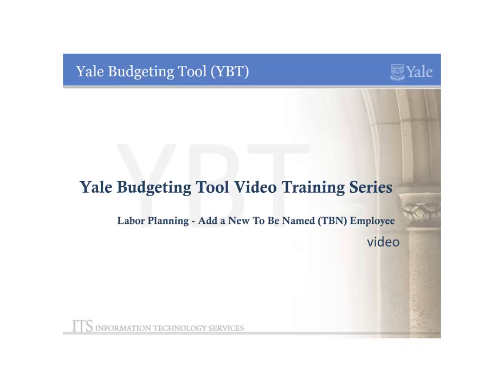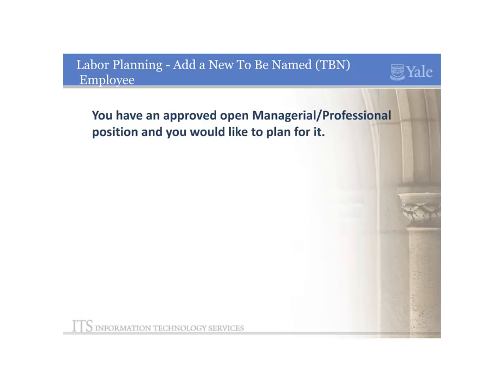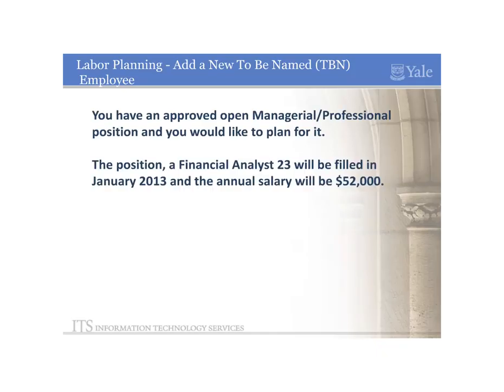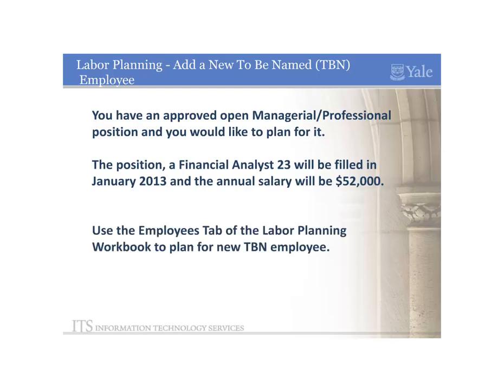In this session, we'll describe how to add a new to-be-named or TBN employee. Assume you are planning for a recently approved M&P position. This new financial analyst will be paid $52,000 annually and will begin in January 2013. We'll use the Employees tab in the Labor Planning Workbook to plan for the new employee. We'll use the Allocations tab to allocate the salary.